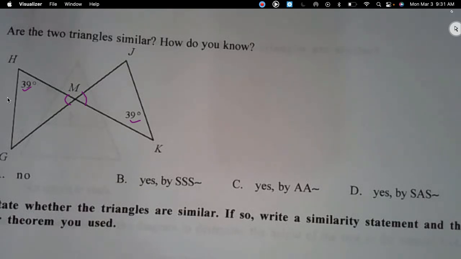Which one of these shows angle, angle? It is C. Look, did they show us any side? No. So it's definitely not either of those. They showed us an angle and we knew the other angle. That's angle, angle. Okay?